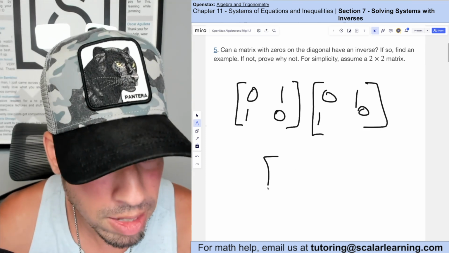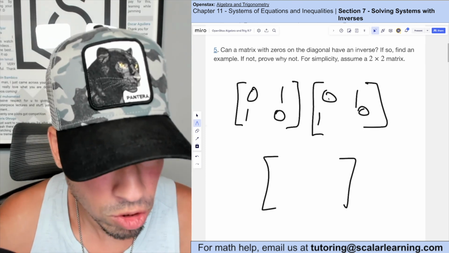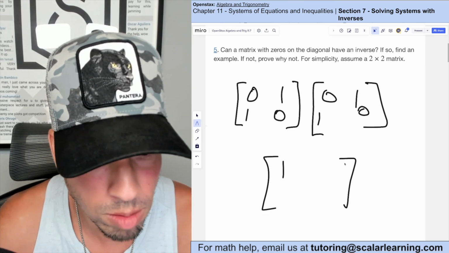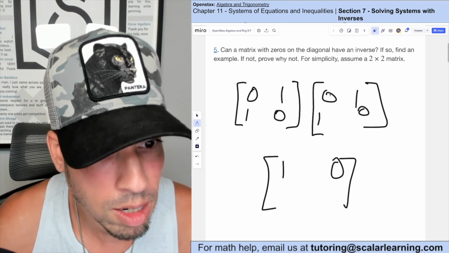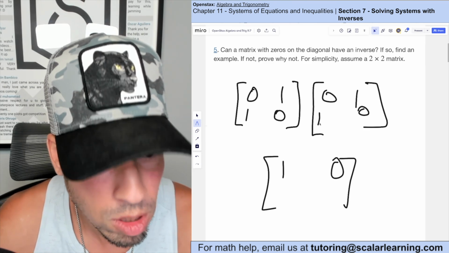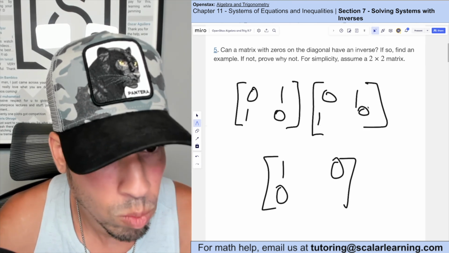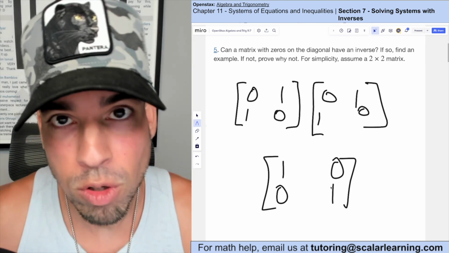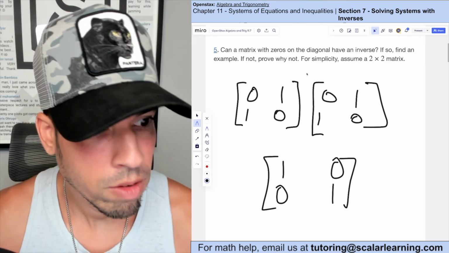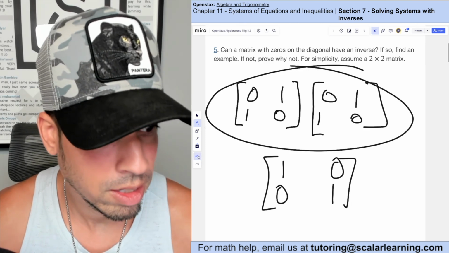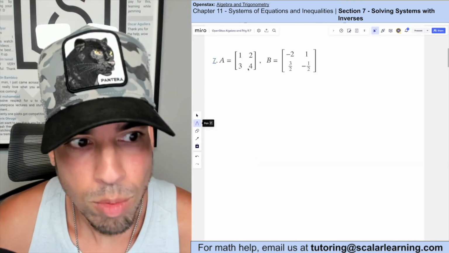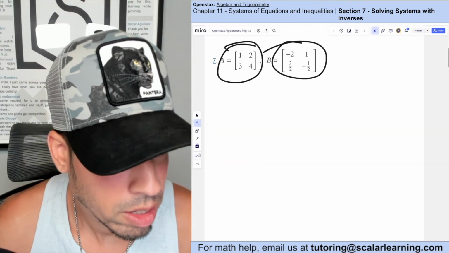I'm going to show you why. When I multiply these out, watch what happens. 0 times 0 is 0 plus 1 times 1 is 1. 0 times 1 is 0 plus 1 times 0 is 0. 1 times 0 plus 0 times 1 is 0, and then 1 times 1 is 1 plus 0 times 0 is 1. Therefore, you get the identity matrix, which verifies that these two are indeed inverses, so that's how you do it. Done.